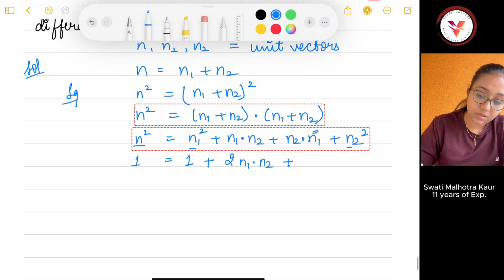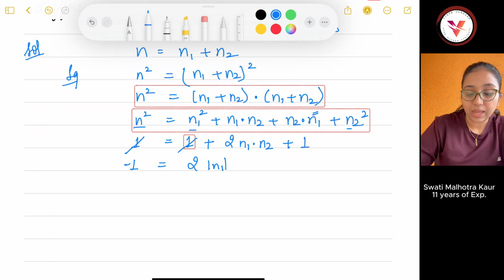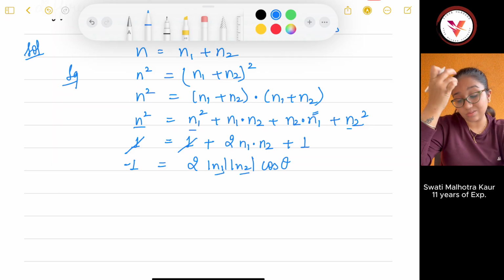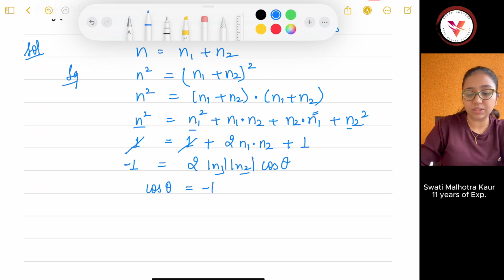Okay. So now this is 1. You can cancel these two. Let's take minus 1 to be here. Then it's 2 n1 dot n2, which can be written as magnitude of n1, magnitude of n2, and cos theta. Magnitude of n1, magnitude of n2 again is 1. So simply your cos theta is minus 1 by 2, which is 120 degrees. Let's check it, minus 1 by 2.